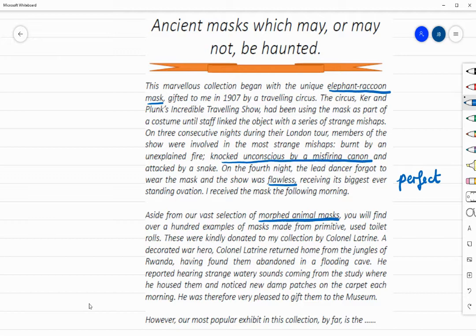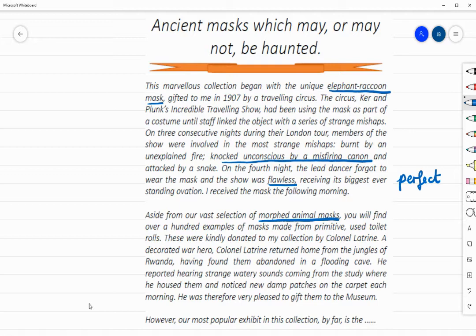Morphed animals means, if we go back to the original one, elephant and raccoon, morphed is joined together, changed into. We've got elephant, raccoon. We could have duck, fish mask. We could have squirrel, fox mask. Morphed means two or more types of something sort of mingled together. Mingled would work well as well.